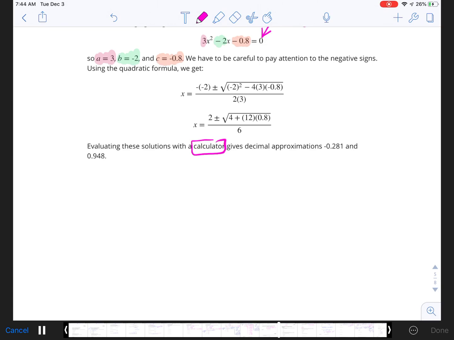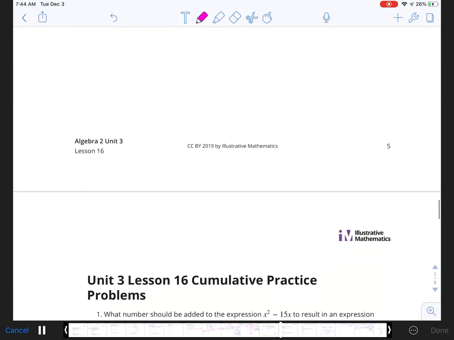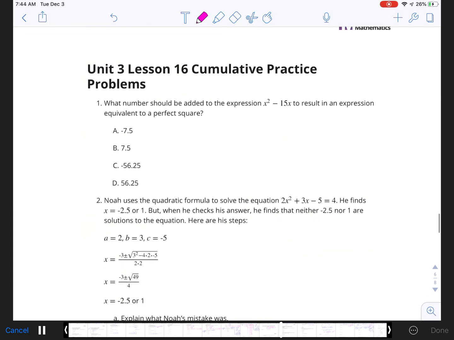All right, and so our calculator had our values because this already had decimals in it. So we get negative 0.281 and 0.948. So we're going to move on to our cumulative practice.